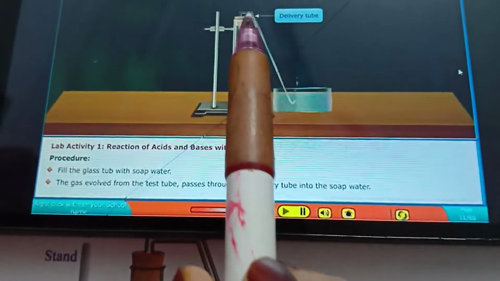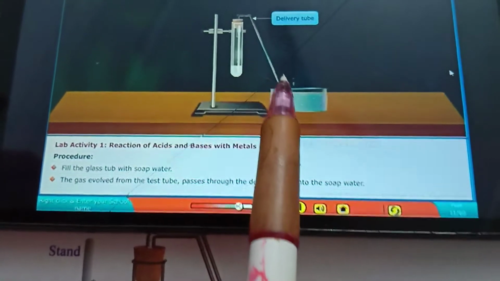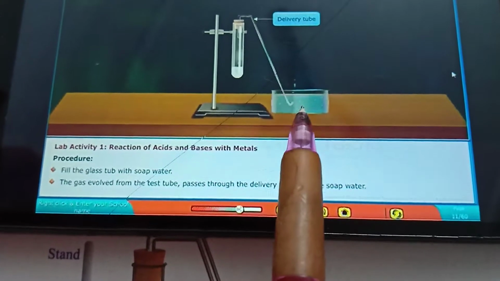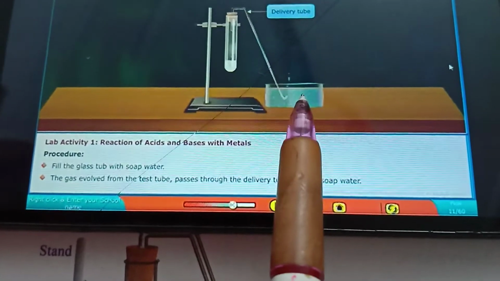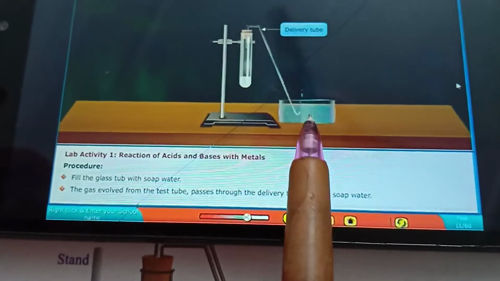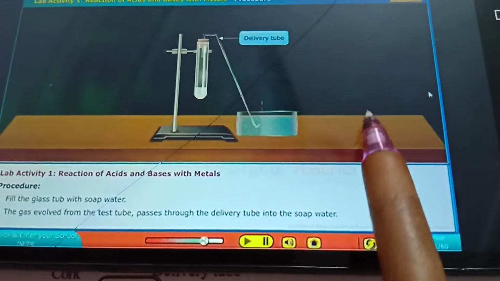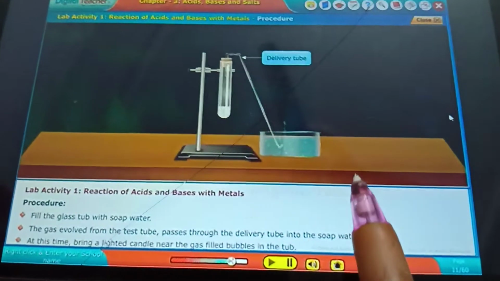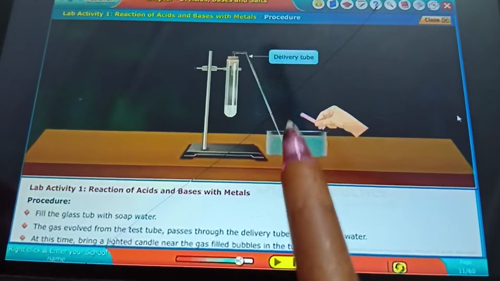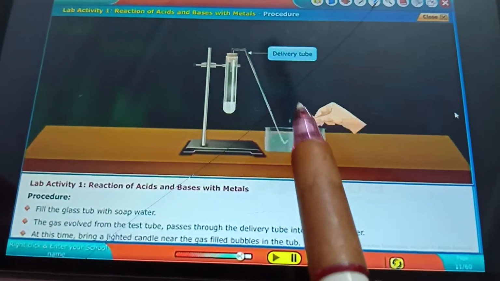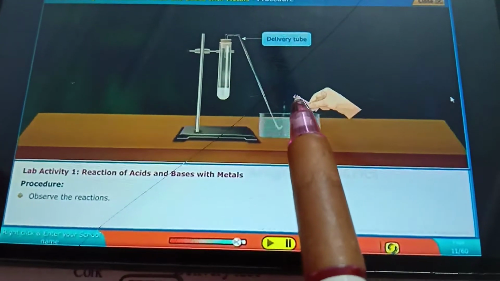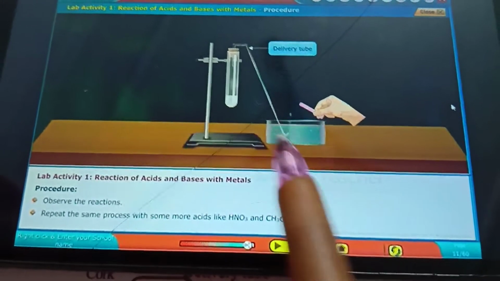The gas will pass through the delivery tube, and it goes here. What is this? It is the glass tub. As gas is passing through this delivery tube, what we need to do is take a lighting candle and keep the lighted flame close to it. What have you observed over here? The lighting candle has stopped lighting.